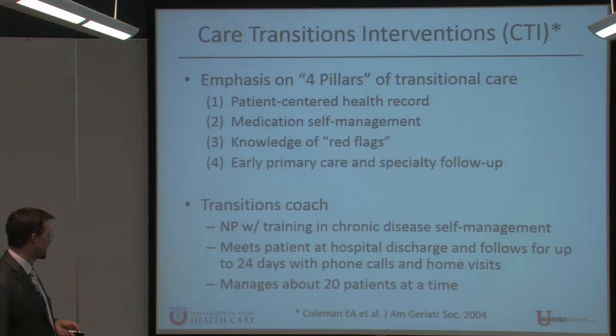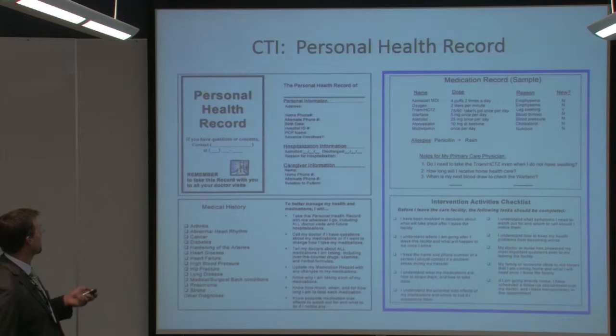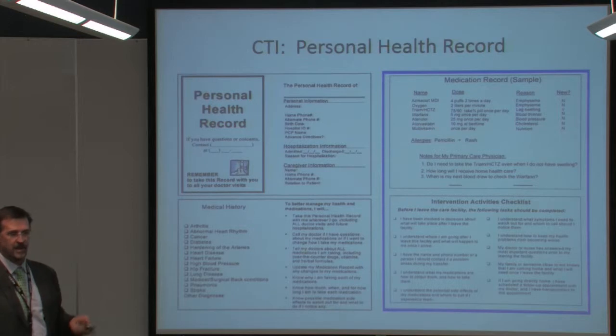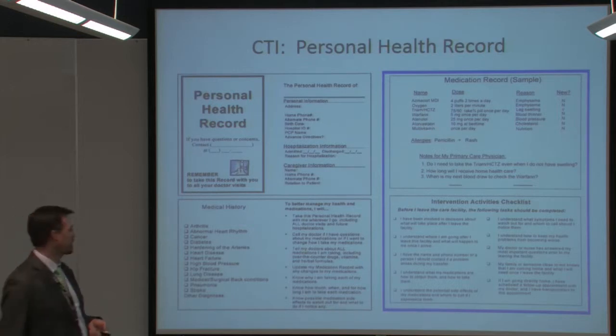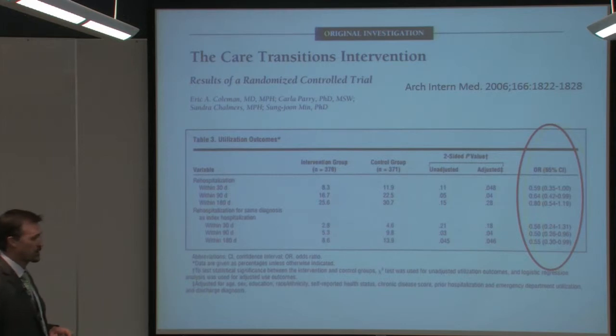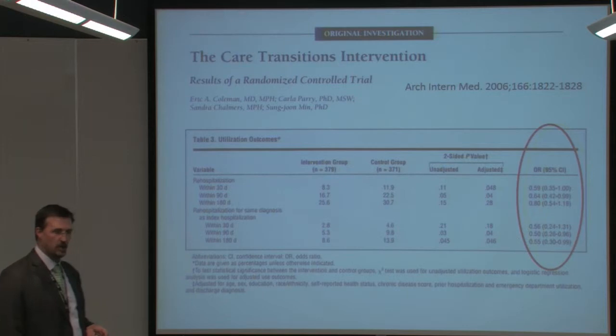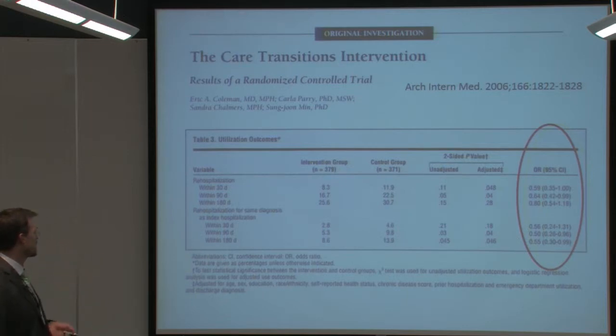After a discharge, they'll meet with the patient. They'll either make a phone call or a home visit, and one care transitions coach will typically take care of about 20 patients at a time. These programs have been tested at a lot of different hospital settings, and they've been shown to be effective. This is just an example of what a personalized health record might look like for a patient. Again, this is all done on paper because this came out in the mid-2000s, but you could see that this could easily be on a tablet or in a computerized format, helping patients take care of their medications and chronic care needs.